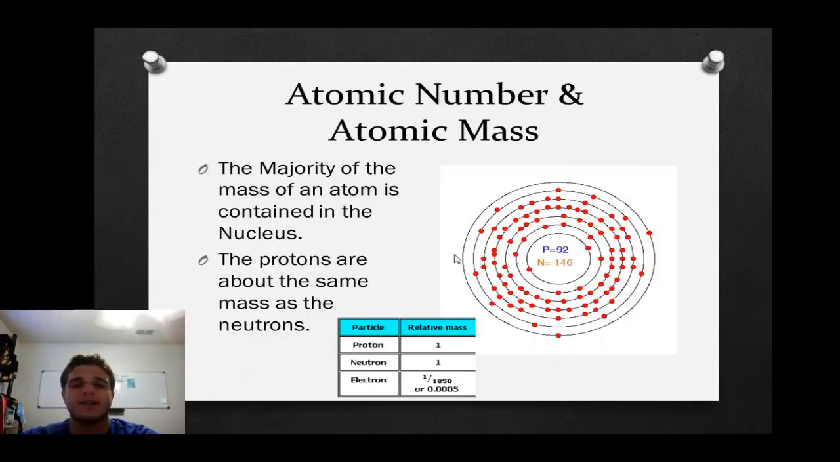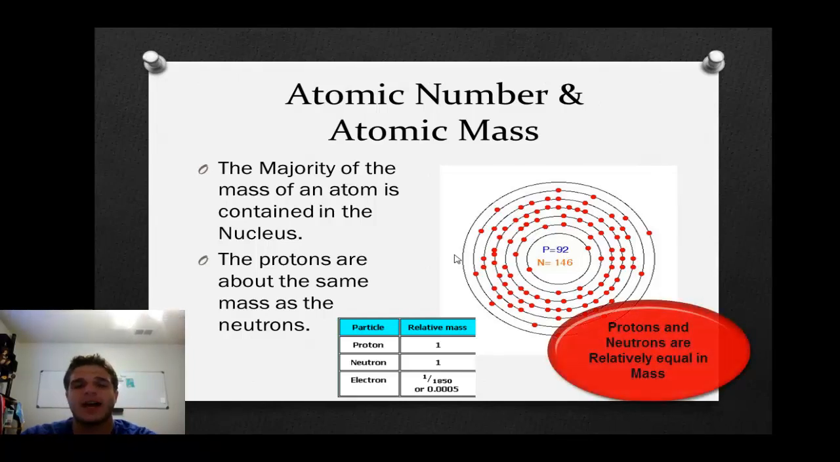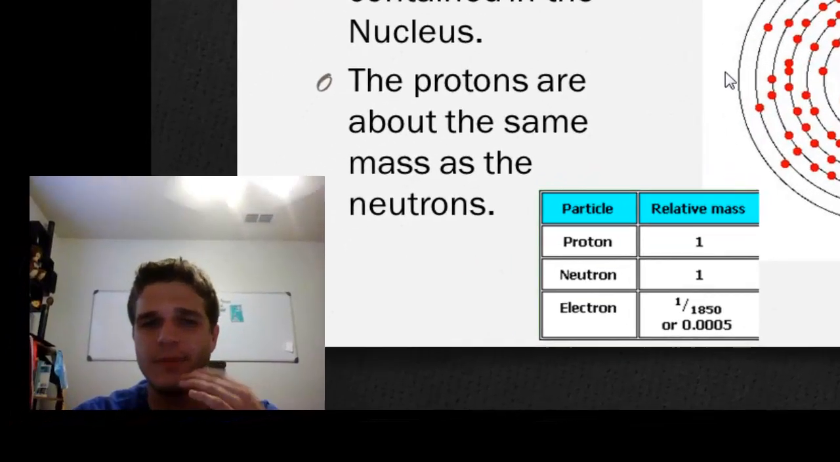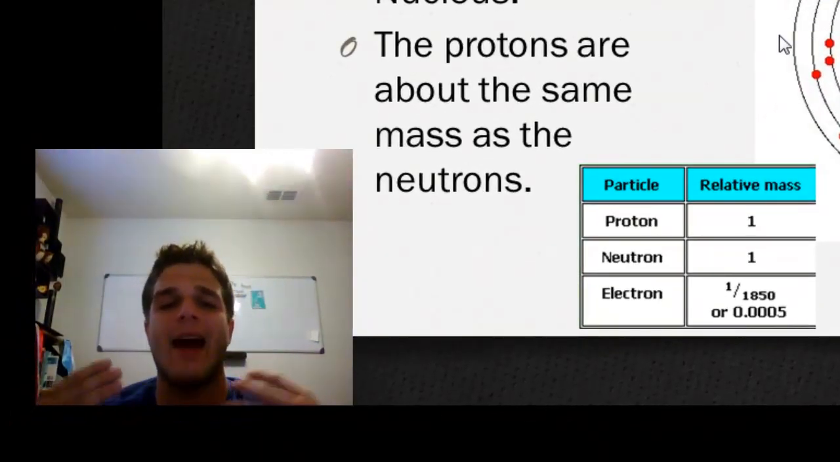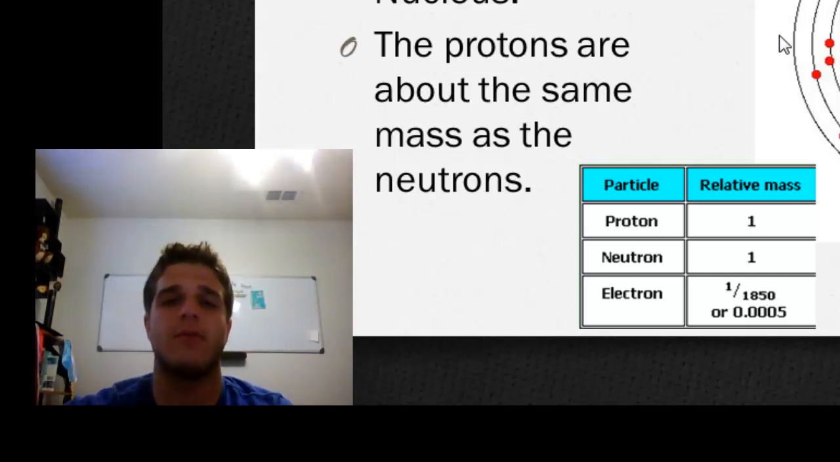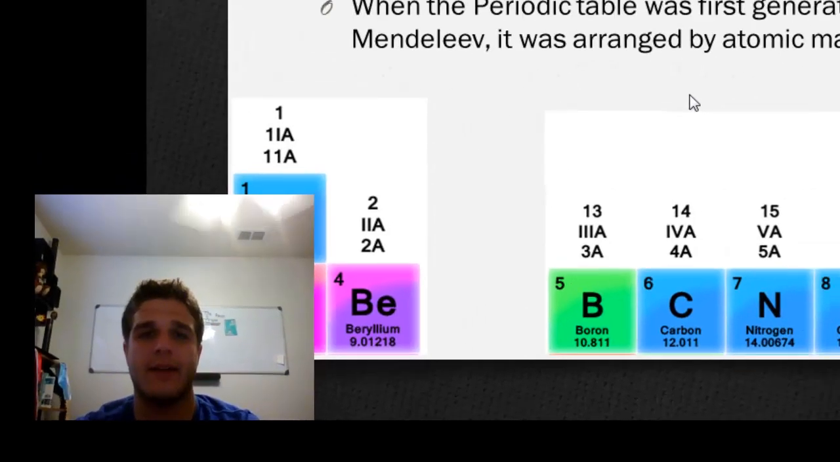Okay, now, the reason that this atomic mass can get so high is because the number of protons and the number of neutrons are kind of equal in terms of mass, all right? Now, the electrons don't really count because they're 1/1850th, so infinitesimally smaller than the protons and neutrons. So we don't really add them into the atomic mass. Okay, remember the atomic mass is an average of all the isotopes of that particular element. So we'll discuss that a little more in depth in class, okay?